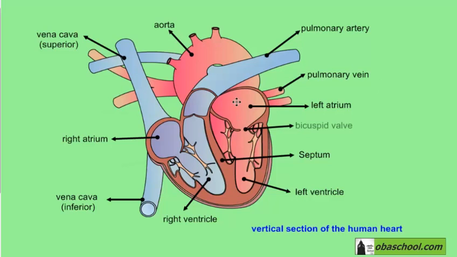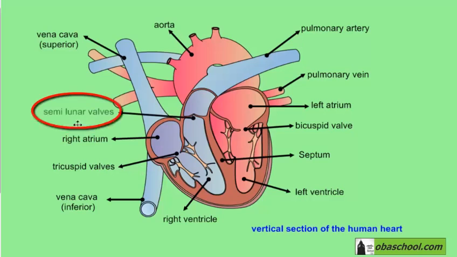And here we have a valve, which is like a gate or a door between the left atrium and the left ventricle. It's called a bicuspid valve. We also have a valve between the right atrium and the right ventricle. This one is called the tricuspid valve. So we have the bicuspid valve and the tricuspid valve that separate the left atrium from the left ventricle and the right atrium from the right ventricle, respectively. Also, we have other valves called semilunar valves, which separate the right ventricle from the aorta.